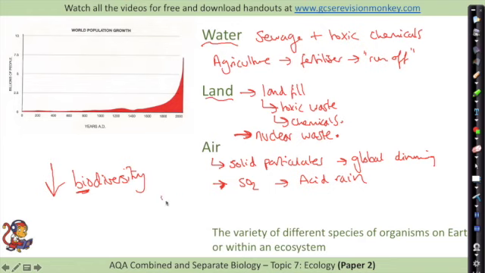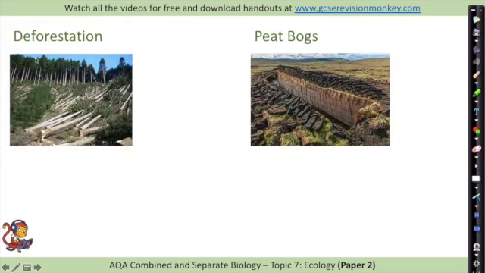And this is the definition for biodiversity that you need to know: the variety of different species of organisms on Earth or within an ecosystem. Other major impacts that we are having are through deforestation, which is the cutting down of large amounts of trees. When these trees are cut down, it could be, for example, for agriculture, to allow crops to grow or for a space for animals to be. Could be that we're simply cutting down that wood to use it for timber.